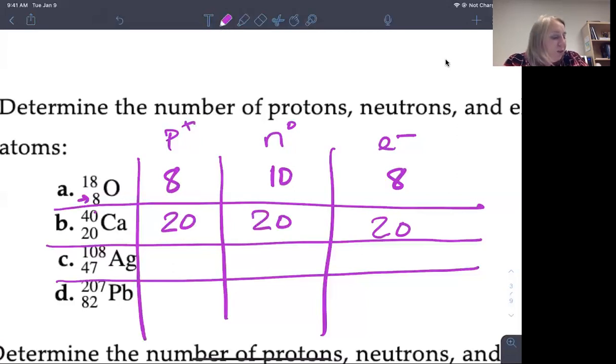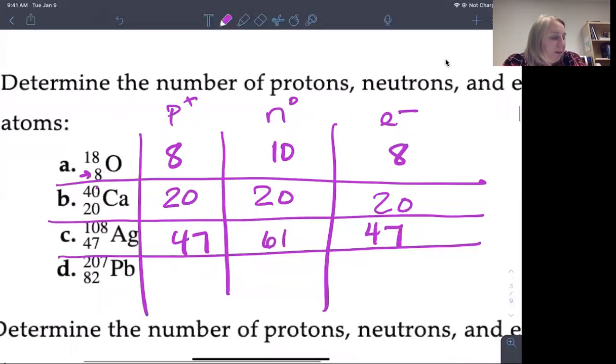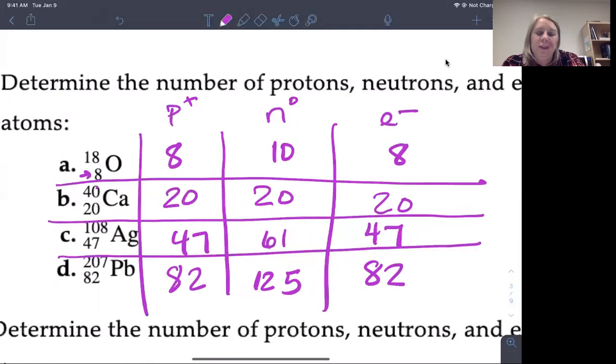Ag, silver, we got 47, 47. Then you have to subtract and you get 61, okay? And then Pb, lead is Pb, so we have 82, we have 82. It's so nice and easy to fill those two in. And then you want to subtract the 2, so we got 125, okay?